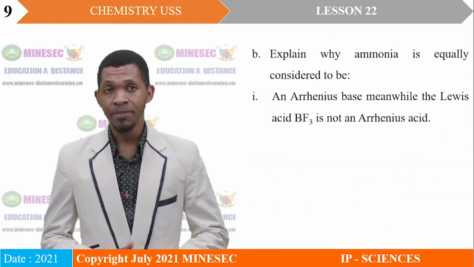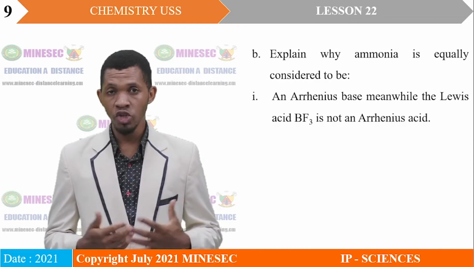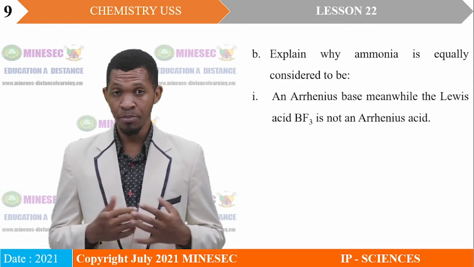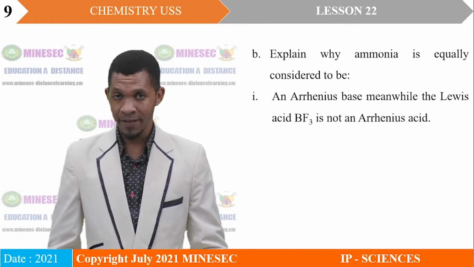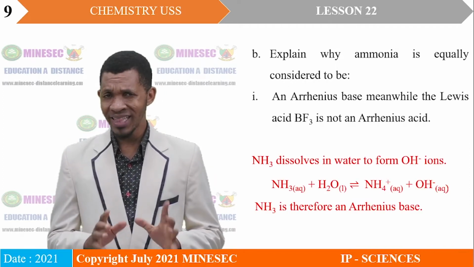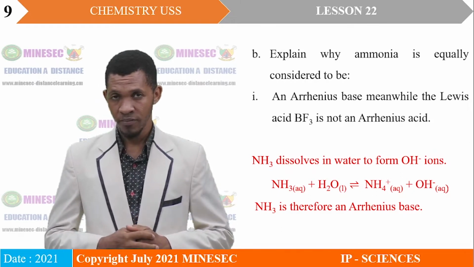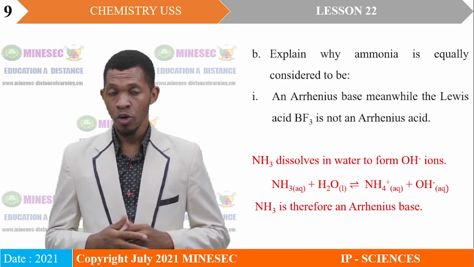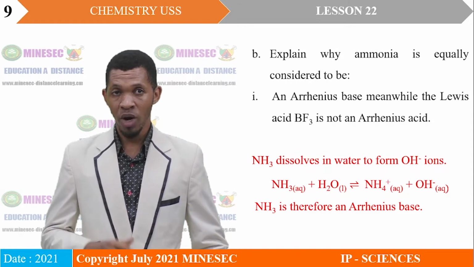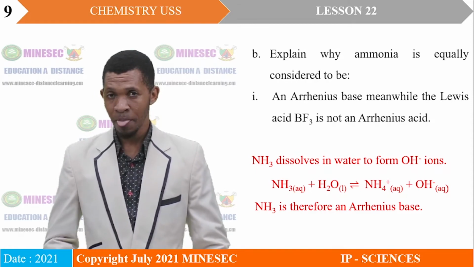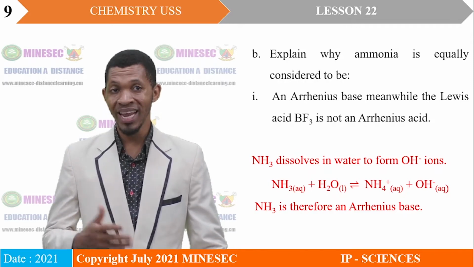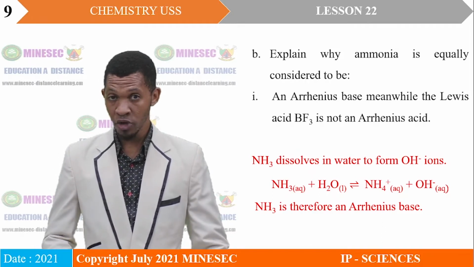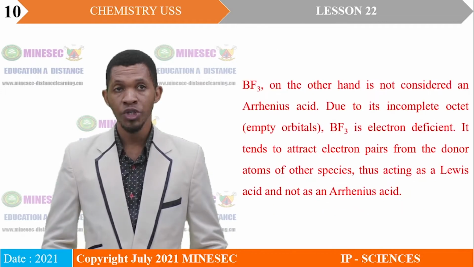B. Explain why ammonia is equally considered to be, Roman 1, an Arrhenius base. Meanwhile, the Lewis acid, boron trifluoride, is not an Arrhenius acid. Now, ammonia dissolves in water to form hydroxyl ions in an equilibrium reaction whereby 1 mole of ammonia reacting with 1 mole of water will be in equilibrium with 1 mole of ammonium ion and 1 mole of hydroxyl ion. Now notice that ammonia dissolves in water to produce hydroxyl ions as the only product. Therefore, ammonia is an Arrhenius base because it produces hydroxyl ions in aqueous solution.